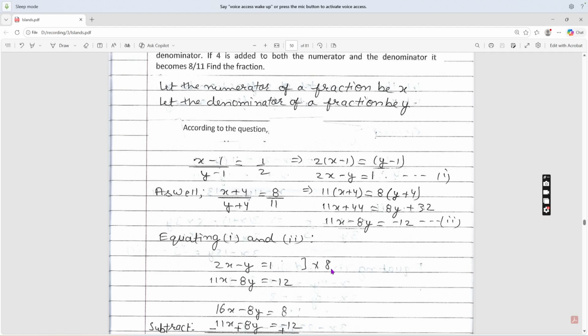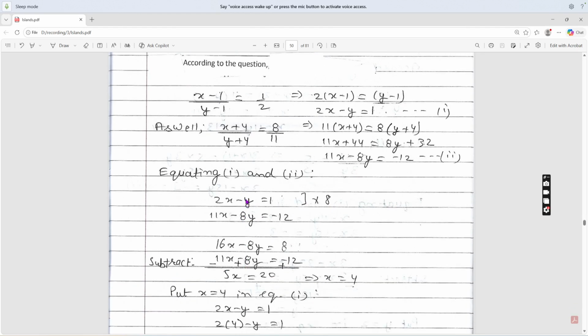Now this equation is going to be multiplied by 8, because 8 into minus 1 is equal to minus 8. Then the coefficient of y would be equal, and we are able to apply the method of elimination to get the value of x and y both. As 8 into 2 is 16x, minus y into 8 is minus 8y, equal to 1 into 8, which is 8. Here it is 11x minus 8y is equal to minus 12.